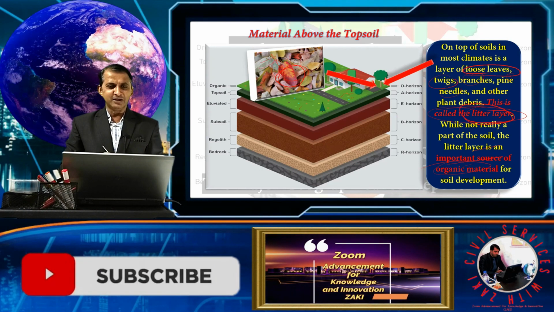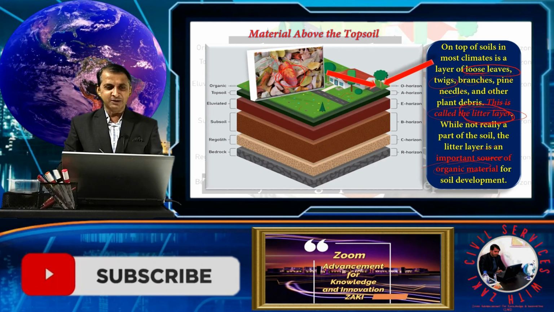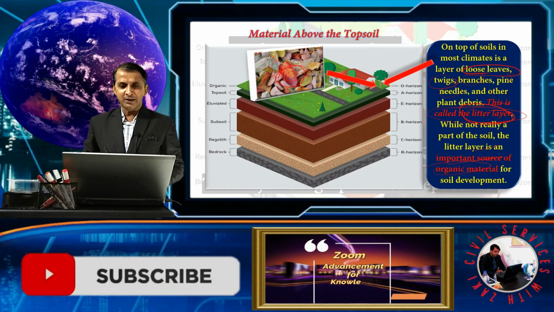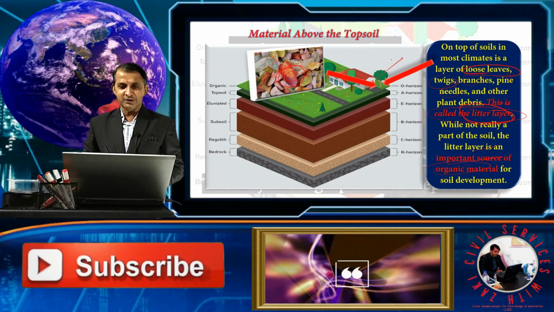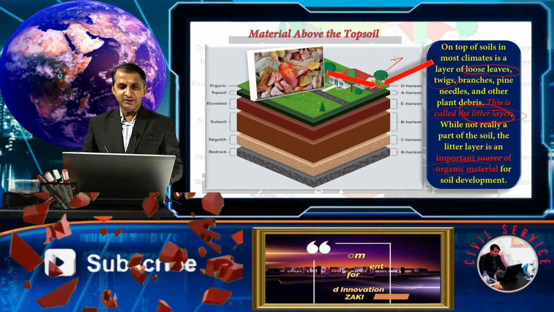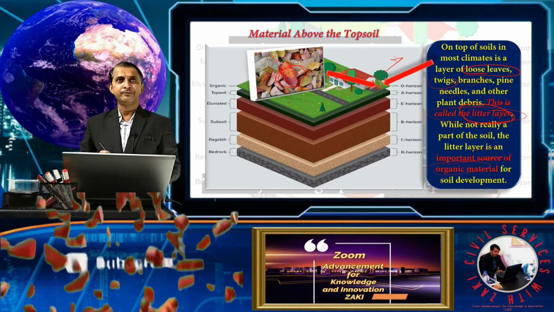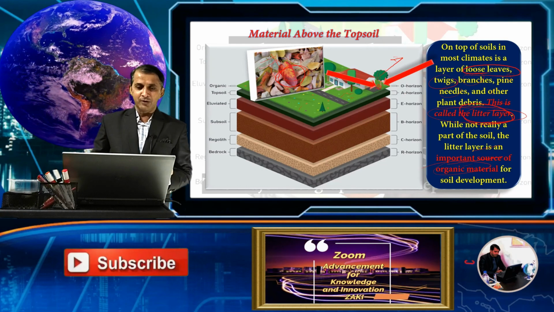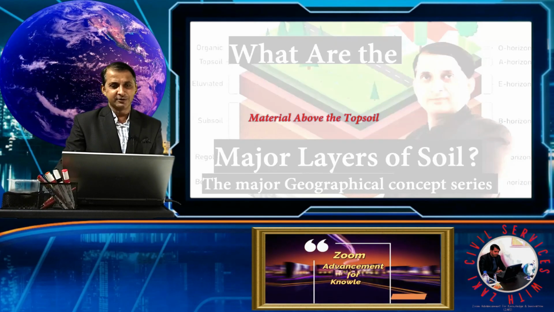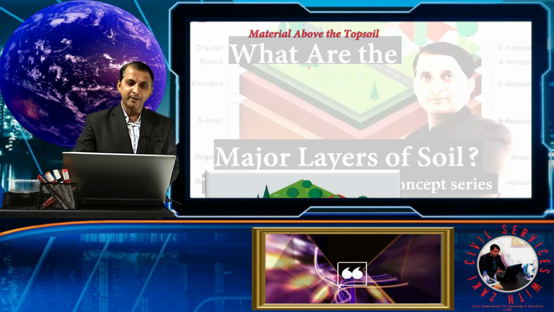So you can find this type of leaves fallen from a tree. So it is a tree, and you can find this type of leaves here. Next we move forward and look below this layer, below the material above the topsoil.